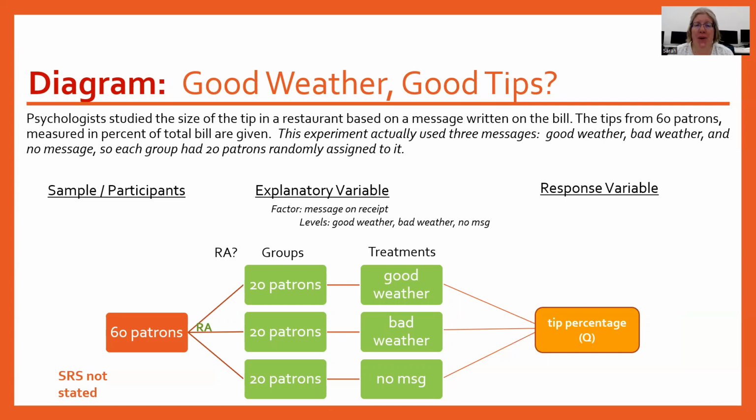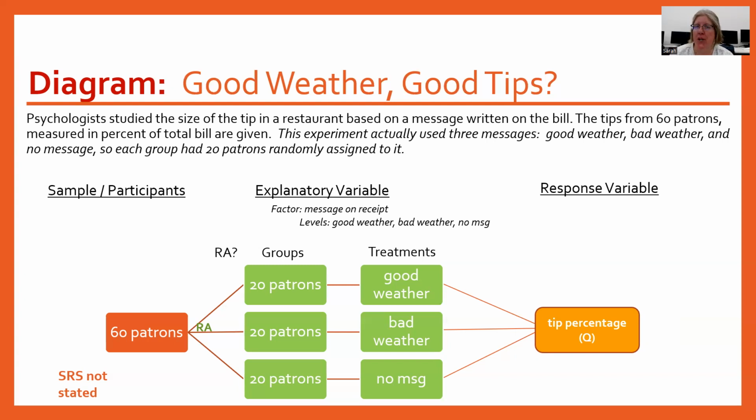The second to last question we're interested in is which group is the control group? The control group is the group that's the status quo, and that should be the group that has no message written on their receipt. Our last question is about the statistical inference. The first part is, are we able to generalize our results to the population? In this case, we can't, because we didn't have a random sample.